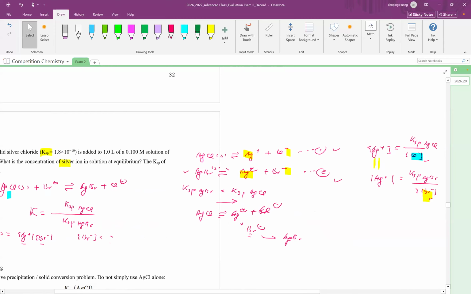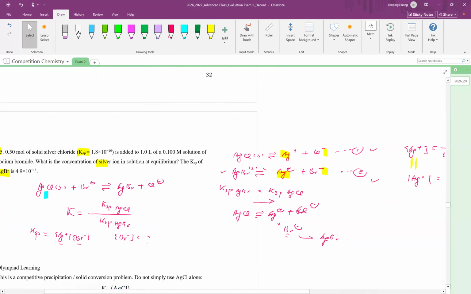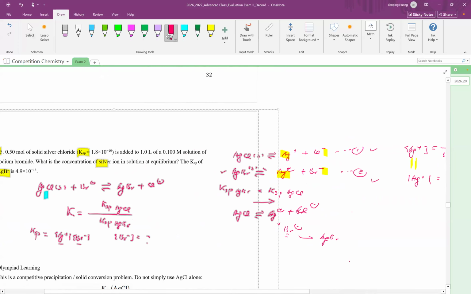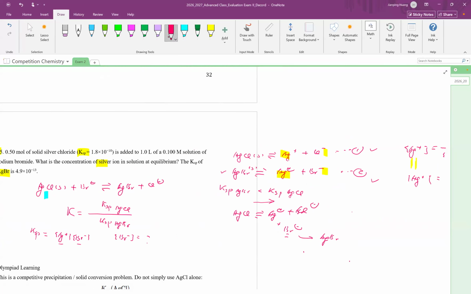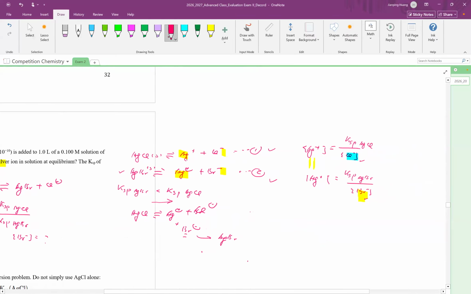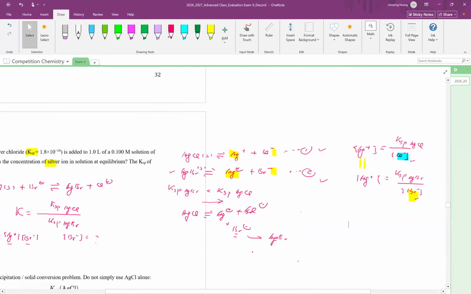How did you get it? So from here, see, that's equal, right? If you cannot see it, you write the KSP here. You write it, then the silver ion cancels, and for chloride, use this equation. Use this equation to do that. Now, you solve these two, you get a KSP. That's a way to do that, okay?